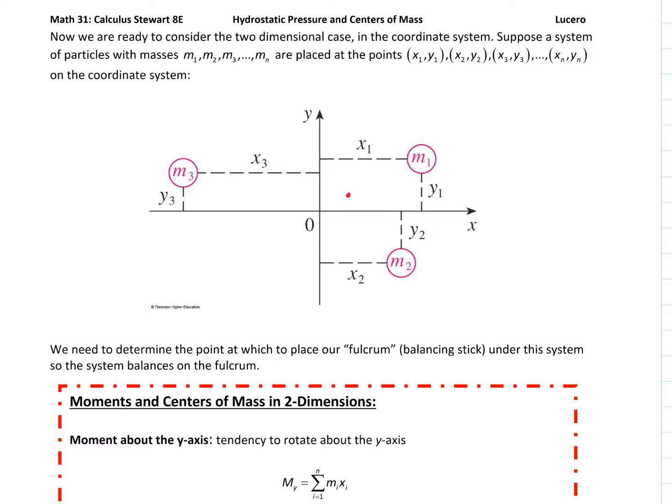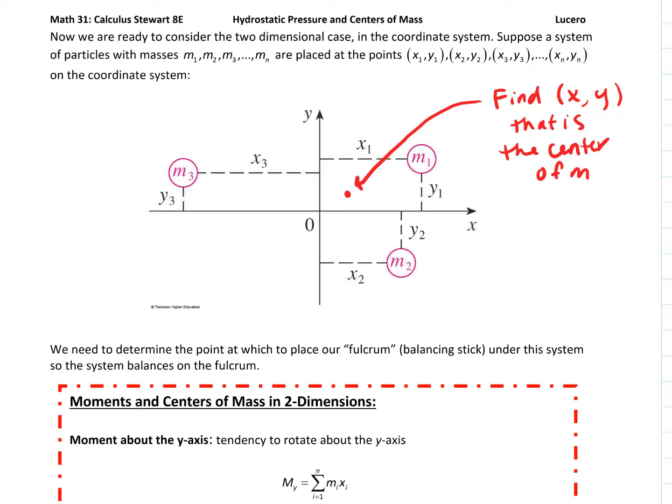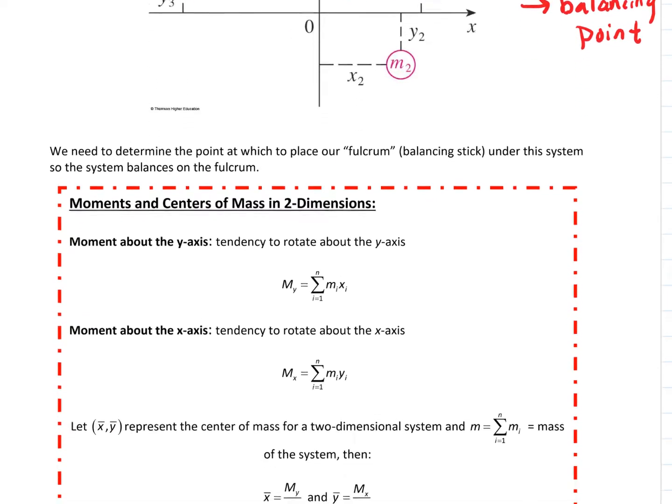Let's just suppose maybe right here. What we're looking for is some ordered pair x, y that is the center of mass, or the balancing point. I think of it as a balancing point. So that's what we're looking for. We're saying, where would that center of mass actually be?